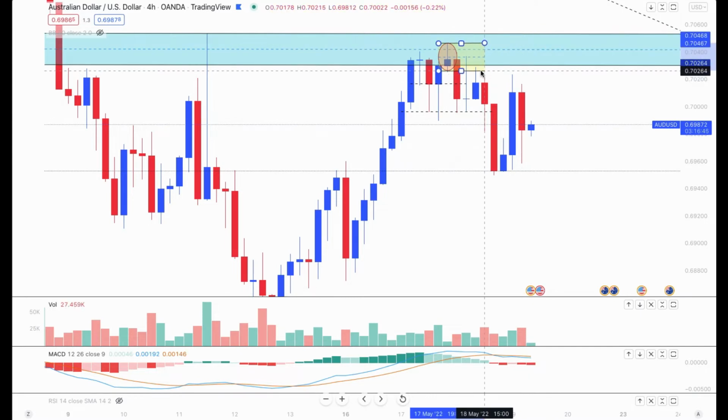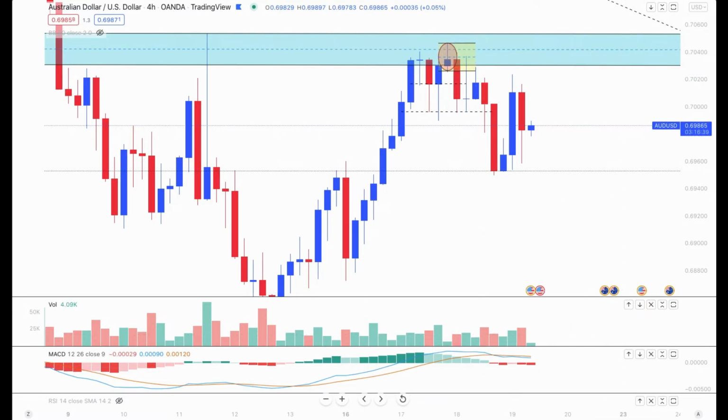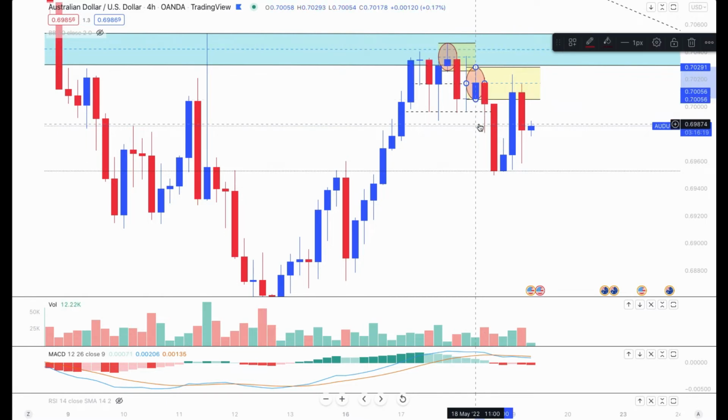Guys, if you are unsure about it, please post below in the comments and I will do my best to help you out. Okay, order block number 2. This is the region right here. Right, there we go. Let me put a circle around the actual order block itself. There it is.